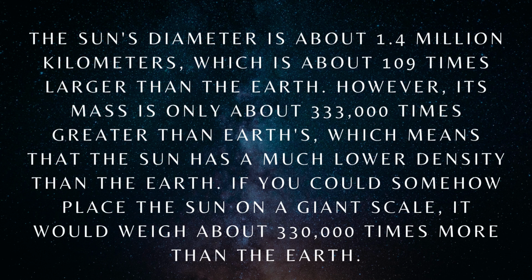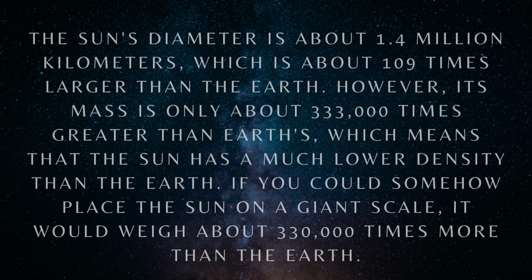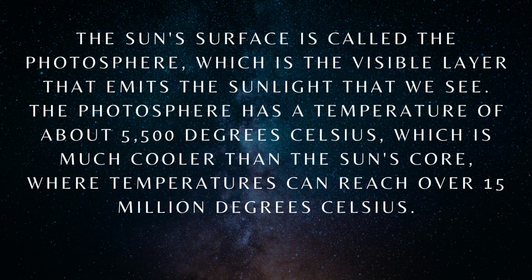However, its mass is only about 333,000 times greater than Earth's, which means that the Sun has a much lower density than the Earth. If you could somehow place the Sun on a giant scale, it would weigh about 330,000 times more than the Earth. The Sun's surface is called the photosphere, which is the visible layer that emits the sunlight that we see.